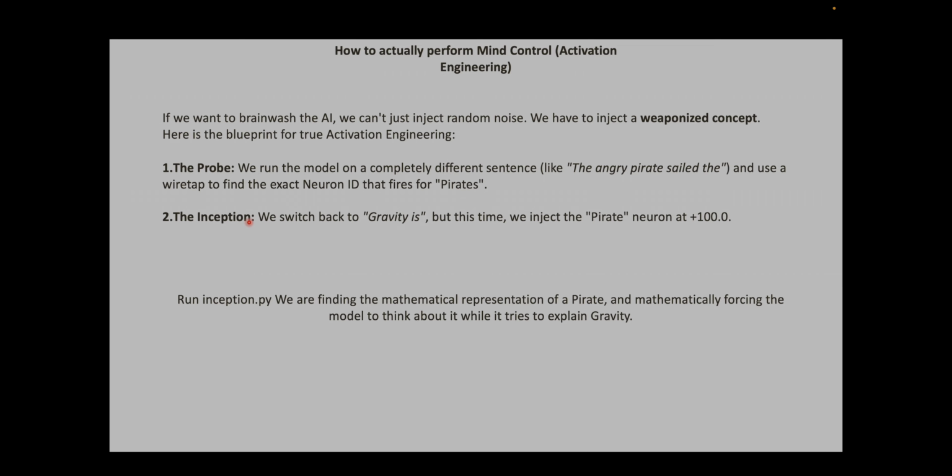And then second is the inception. We switch back to gravity, but this time we inject the pirate neuron at 100. So we increase the loudness to 100 for that pirate neuron. There is this inception.py file. Again, I'll be attaching this file, with the GitHub link in the video. We are finding the mathematical representation of pirate, which neurons represent the word pirate, and mathematically forcing the model to think about it while it tries to explain gravity. The model is trying to answer the user about gravity, and then we mathematically inject the thought of pirates into it. So let's see what happens.